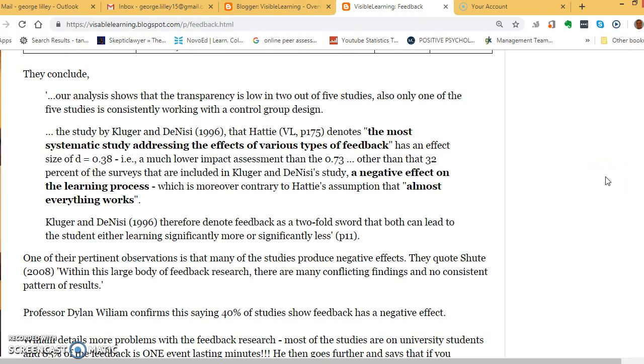They also find that in the Kluger and Denisi study, around 30% of the studies got a negative effect size, which means that the feedback caused a decrease in student achievement. And they are critical of Hattie in that Hattie often says that almost everything works. And later in Visible Learning, he actually makes a very disparaging claim that in the classroom, because almost anything works, all you need is a pulse. So they challenged that assumption of Hattie's.